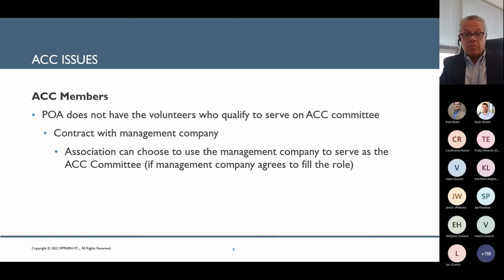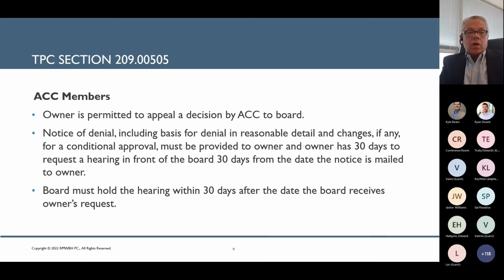And keep in mind that an ACC can be one person. So if you can get one person to help you with that, to serve on your architectural control committee, then you've fulfilled your obligation that's not on the board. So the important thing to remember about an ACC denial is that the law now says that you can appeal that decision to the board of directors.